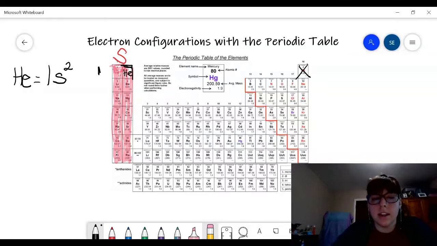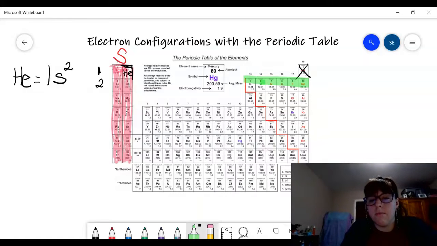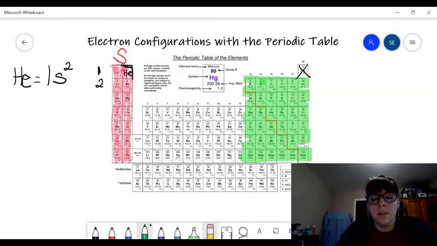Now I can continue this because S isn't obviously the only sublevel. I have the P sublevel as well. So if I go down a row here, go down an energy level, to energy level 2, I now am talking about the P orbital. So I'm going to grab a different color here. Let's go with green. And I'm going to fill in my whole P orbital, so groups 13 through 18. So this is my whole P block.